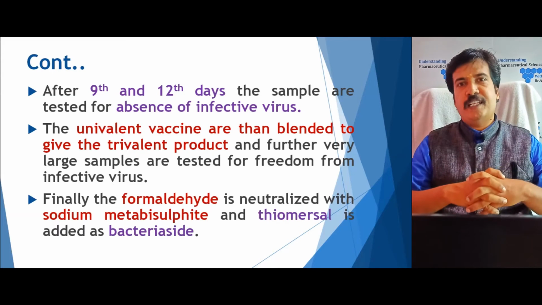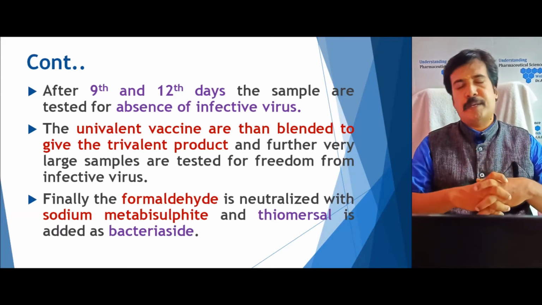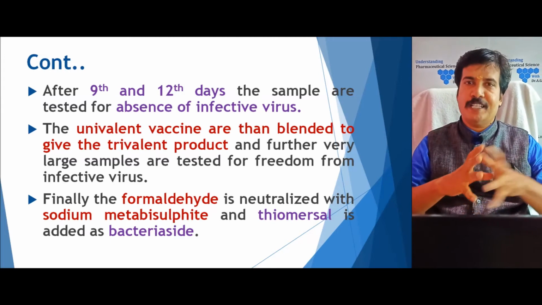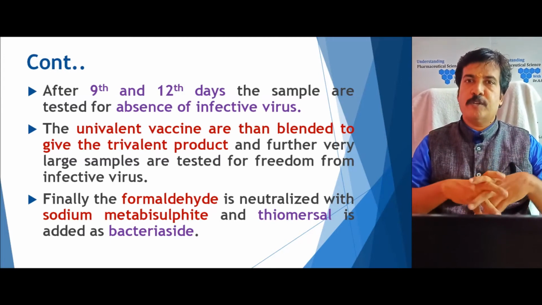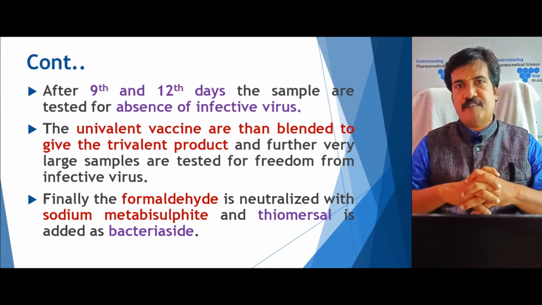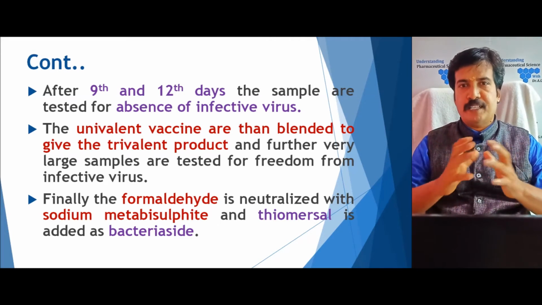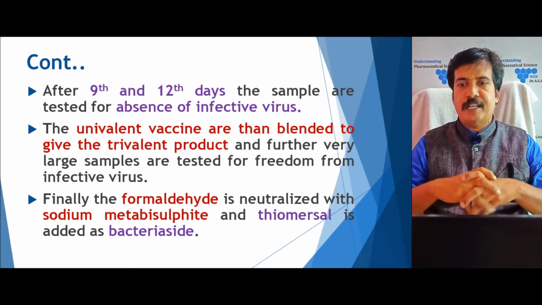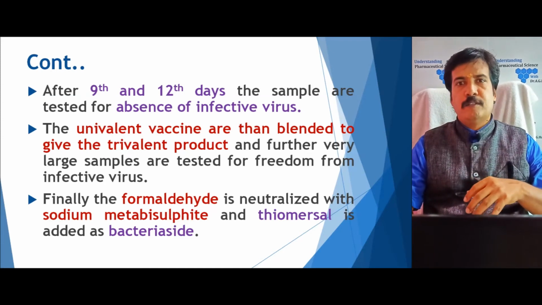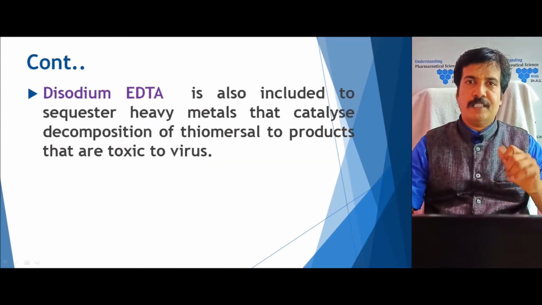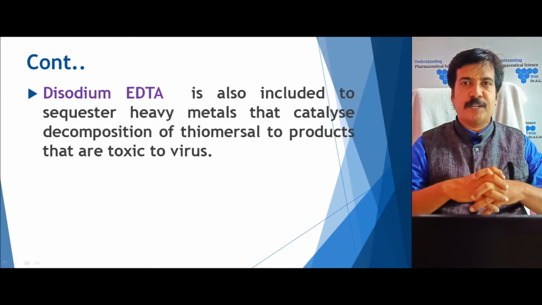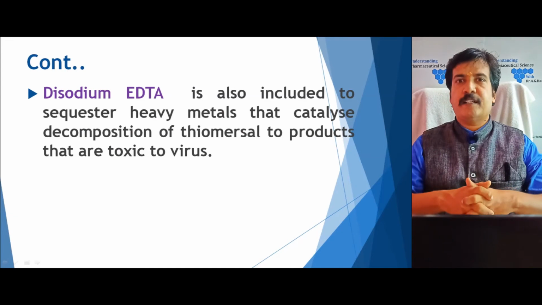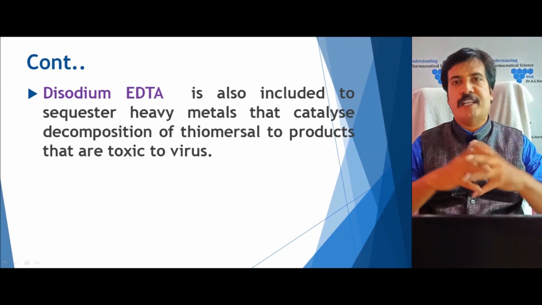Then finally the formaldehyde, traces of which might remain in the preparation, should be neutralized. The formaldehyde is neutralized with sodium metabisulfite, and finally the preparation is kept in the presence of a bactericidal agent, that is thiomersal. The problem with thiomersal is that if any heavy metal is present in the vaccine, it interacts and can cause toxicity to the viral vaccine.